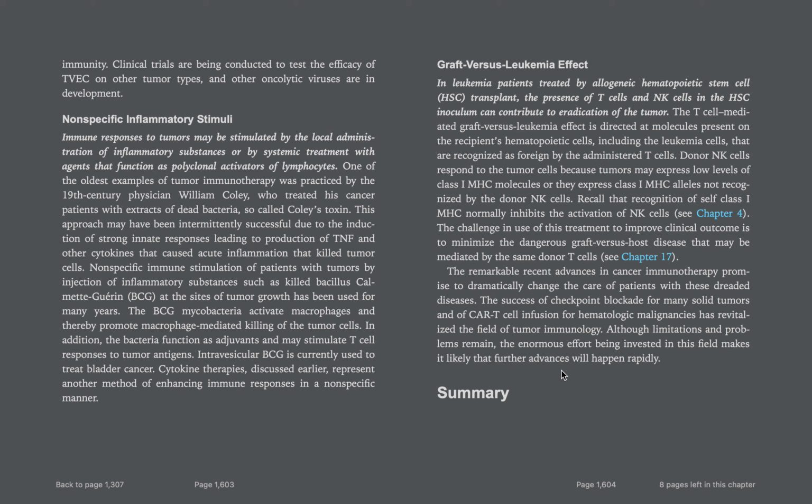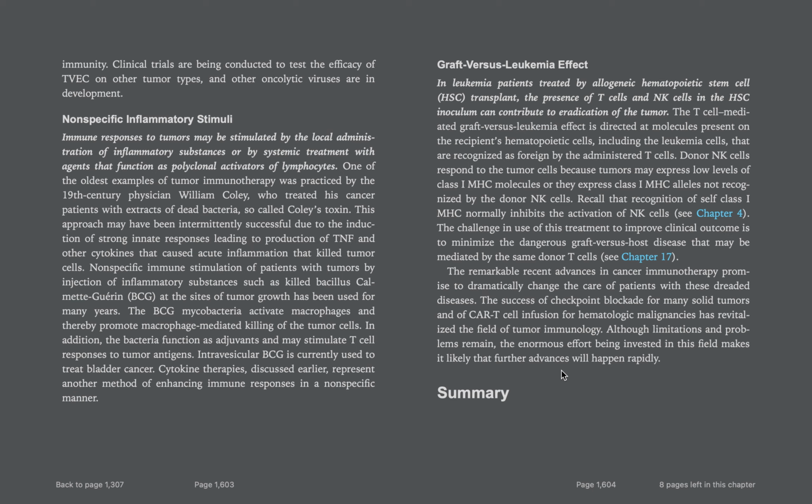Donor natural killer cells respond to the tumor cell because the tumor may express low levels of class 1 MHC molecules, or they express a class 1 MHC allele not recognized by donor natural killer cells. Recall that recognition of self class 1 MHC normally inhibits the activation of natural killer cells.